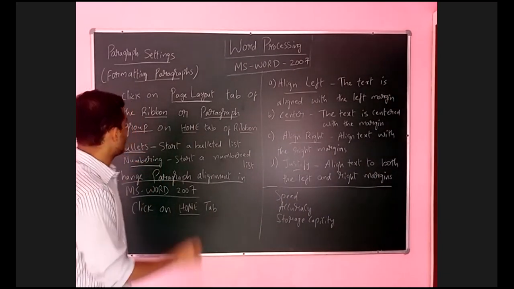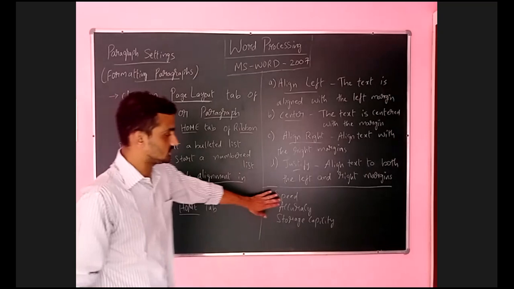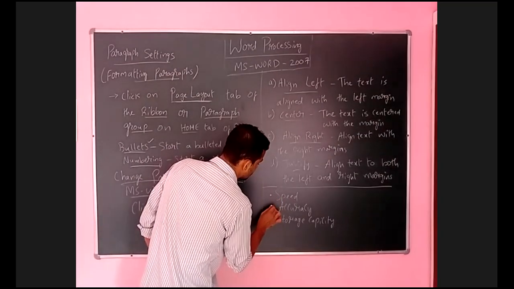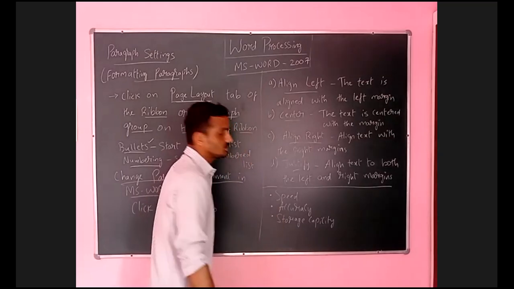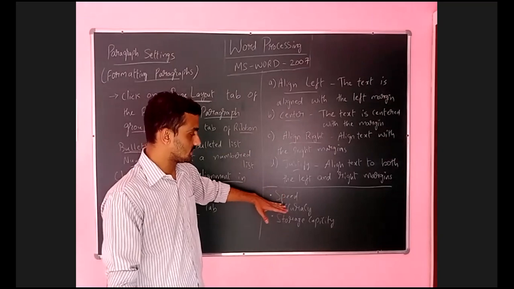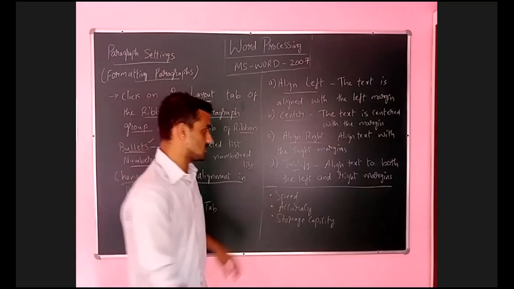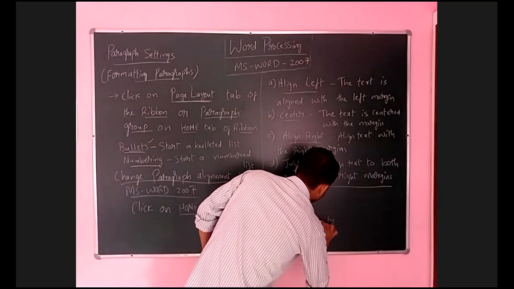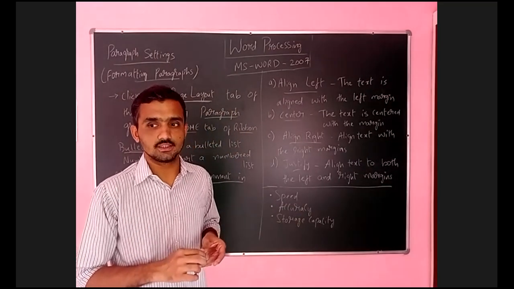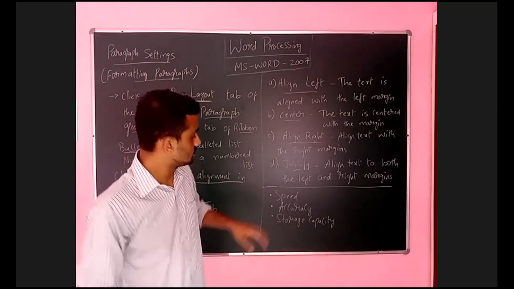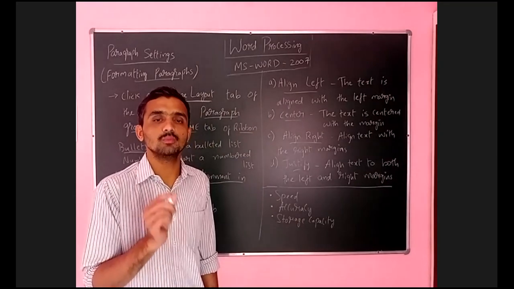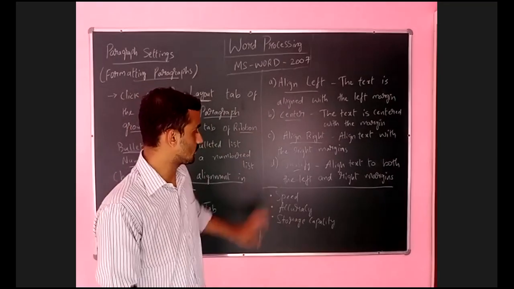If I apply the bullet style to these items, what happens? One dot appears before each word. That means it is point-wise: the first point is speed, the second point is accuracy, the third point is storage capacity. For each characteristic we can then go for an explanation. This is nothing but the bulleted format; the style name is bullets.